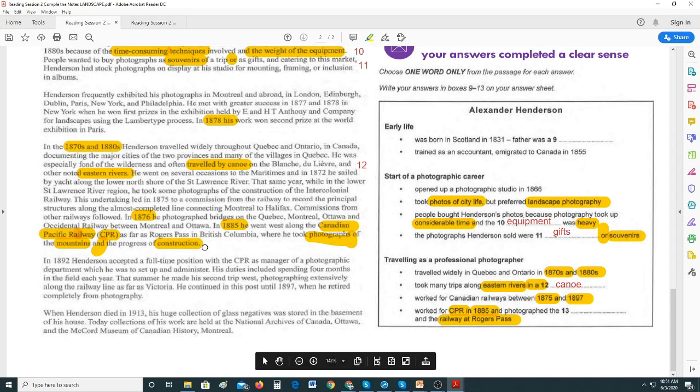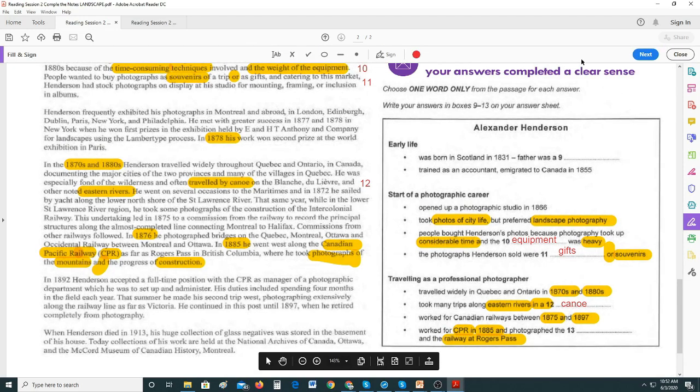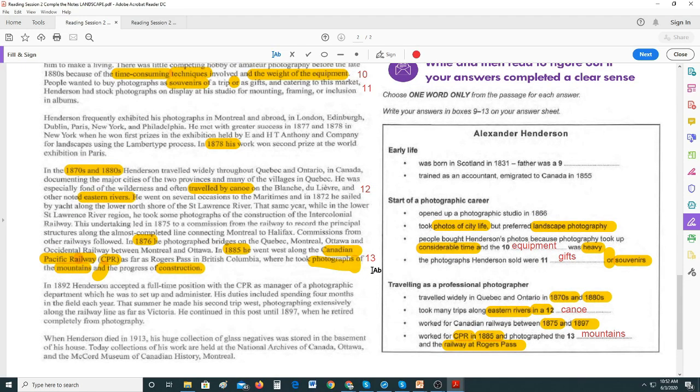So definitely we got railway, after that here railway at Rogers Pass, and we have to take the other word, which is definitely mountains. That's it, mountains. Now definitely you will do something else as well. 13, question number 13 will be written here to track down. So that is it. We got all our questions answered.